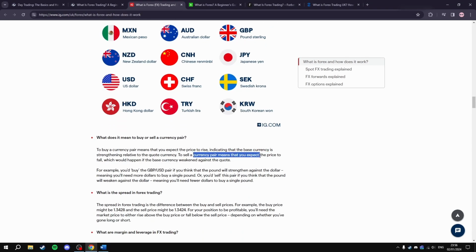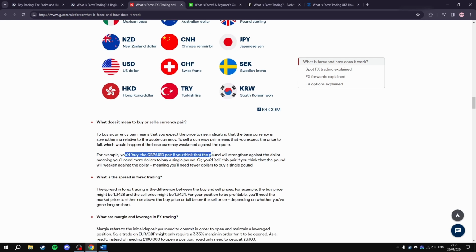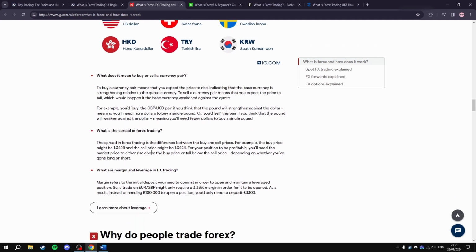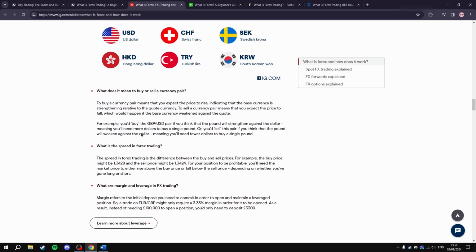To sell a currency pair means you expect the price to fall, which happens if the base currency weakens against the quote. For example, you buy if you think the pound will strengthen against the dollar, meaning you need more dollars to buy a single pound. Or you sell this pair if you think the pound will weaken, needing fewer dollars to buy a single pound. Right, okay. I think that's what I said earlier, maybe.